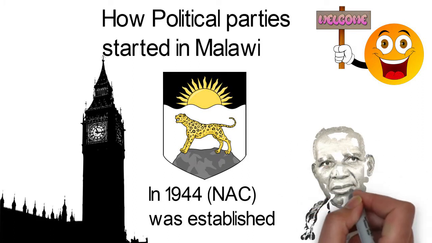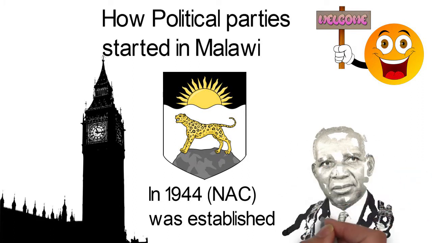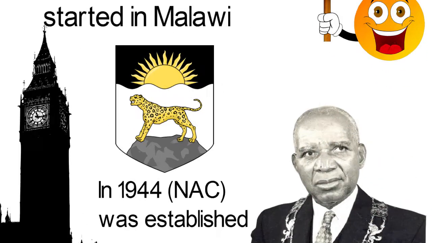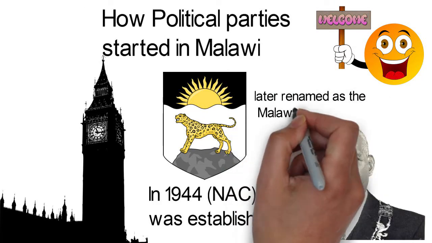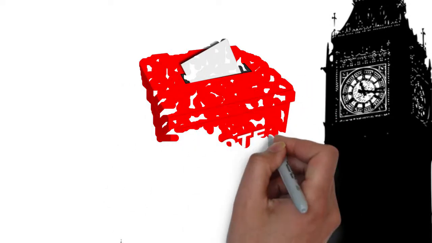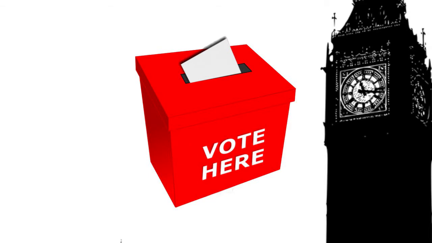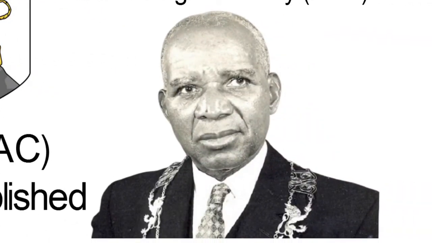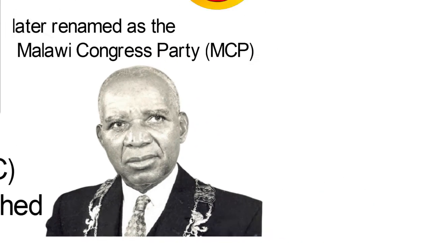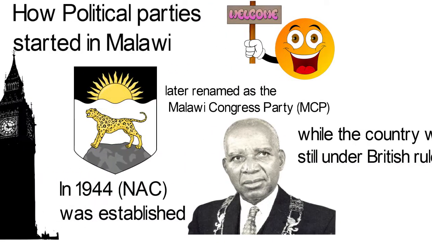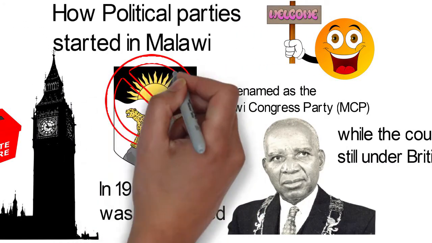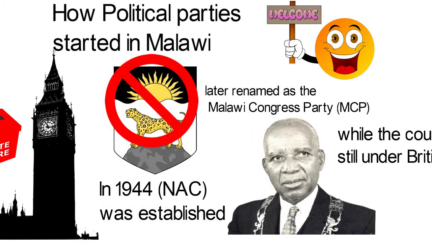In July 1958, Dr. Hastings Kamuzu Banda, who had been away in the United States, Britain and Ghana, returned to the country, and upon his return, he assumed leadership of the NAC, which was later renamed as the Malawi Congress Party (MCP). When elections for a new legislative council were held on the 15th of April 1961, the MCP won an overwhelming victory. Hastings Banda became Prime Minister on the 1st of February 1963 while the country was still under British rule. Later in December of that year, the Federation of Rhodesia and Nyasaland was dissolved.